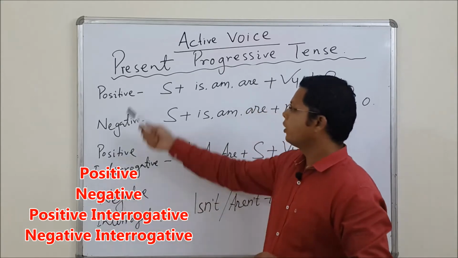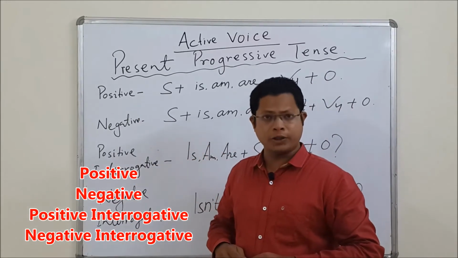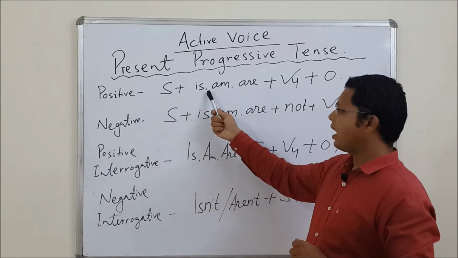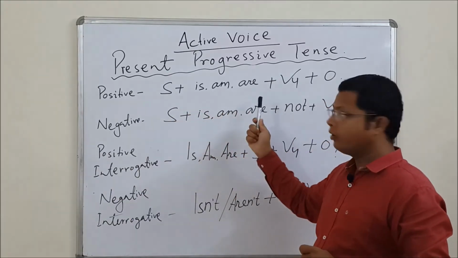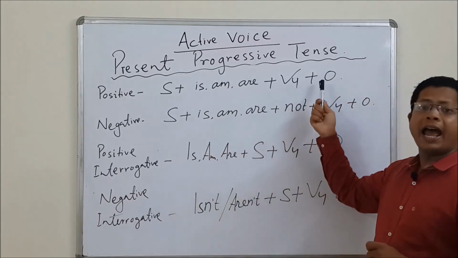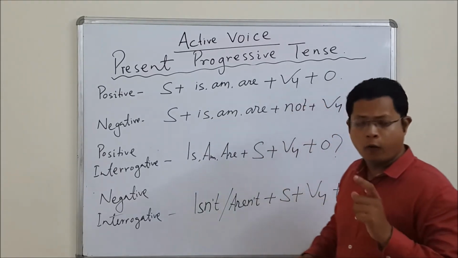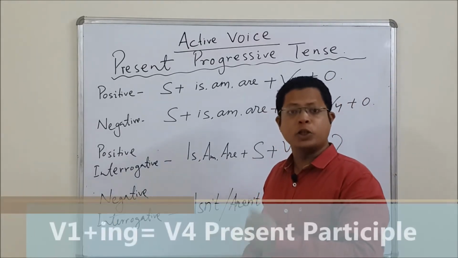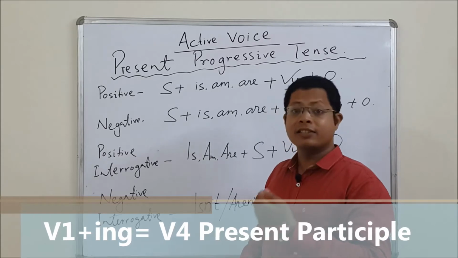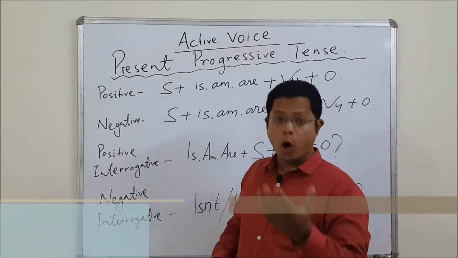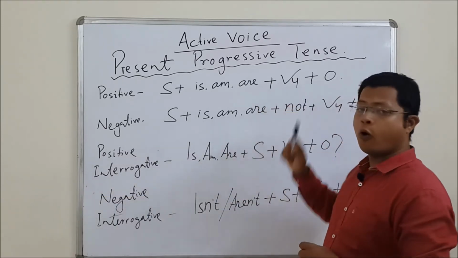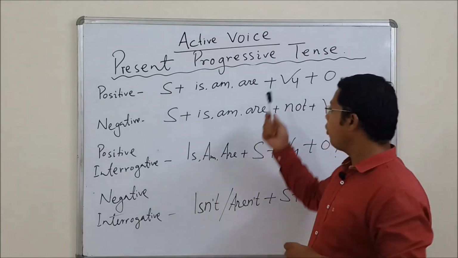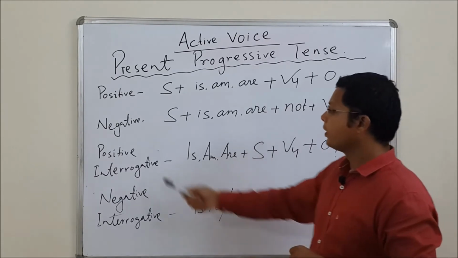Let's go. Positive structure. S for subject, then auxiliary form is, am, are, V for an object. What is V for? ING form. Going, doing, eating, sleeping, making, watching. All ING forms are made with V4. If I say V4, you mean ING form.